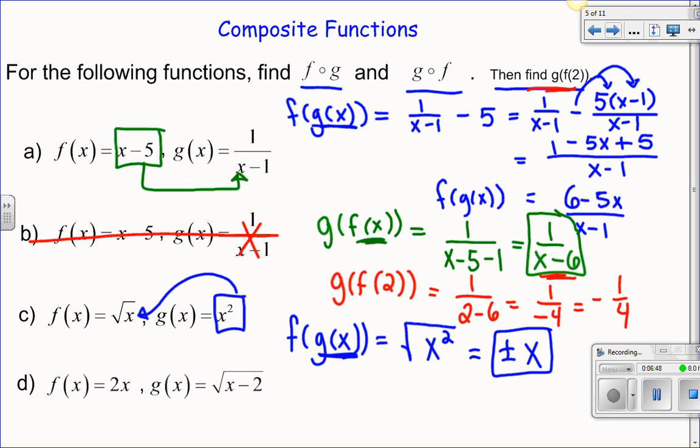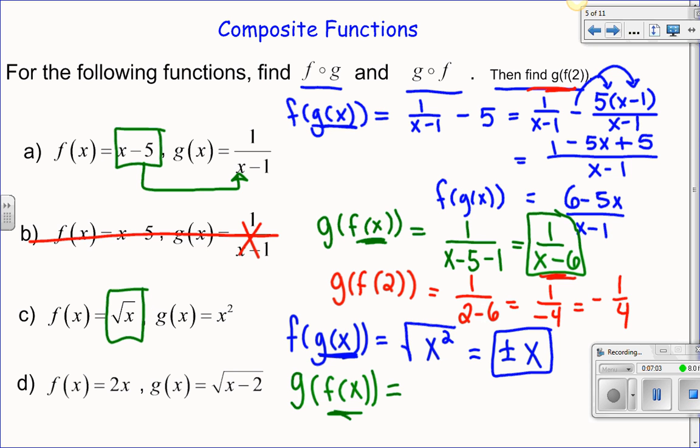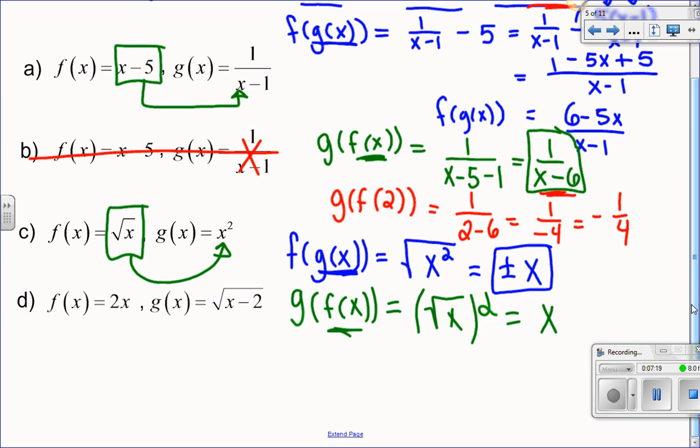And if we want g of f of x, we're going to do the opposite. We're going to take f of x and substitute that into g of x. So we're taking f of x, substituting it into the x of g of x, and we'll have square root of x squared, which is just positive x. When we square something, it always becomes positive.